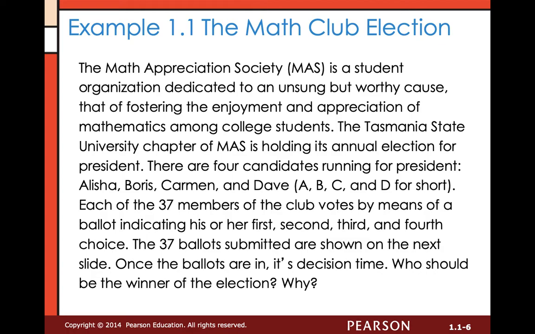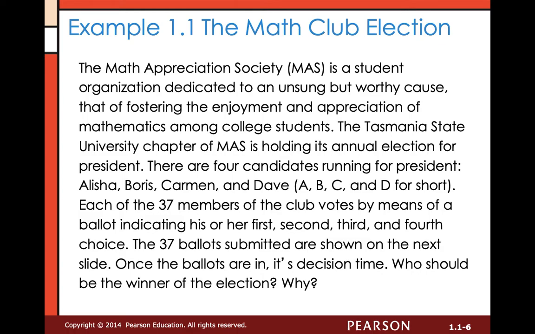The Tasmania State University chapter of MAS is holding its annual election for president. There are 4 candidates running for president: Alicia, Boris, Carmen, and Dave, which conveniently are A, B, C, and D for short. Each of the 37 members of the club votes by means of a ballot where they indicate their first, second, third, and fourth choice.